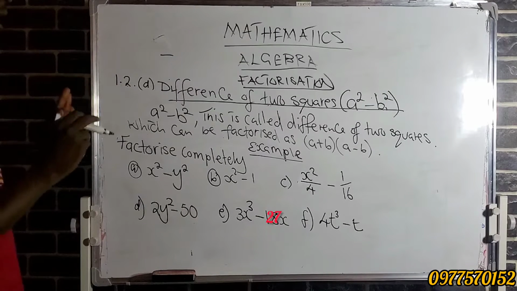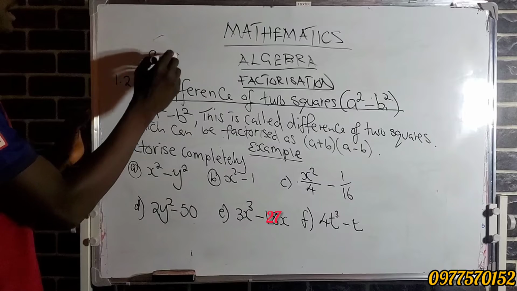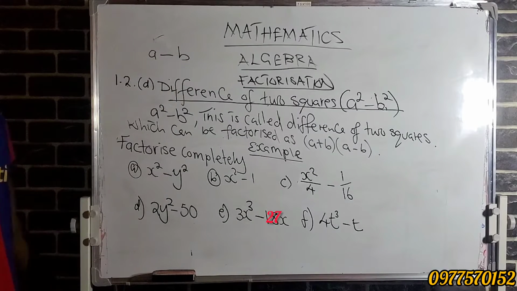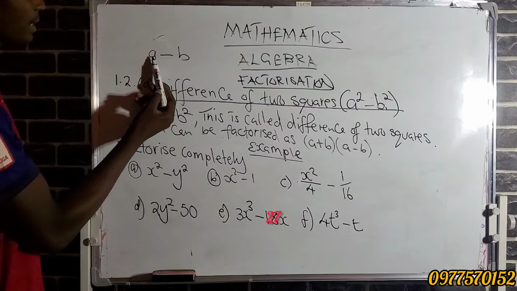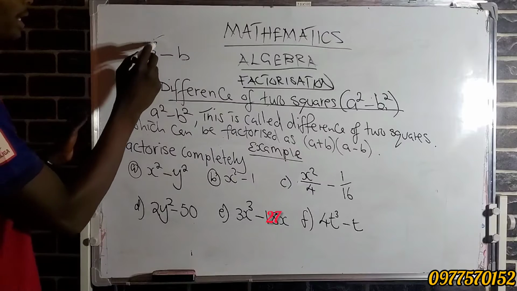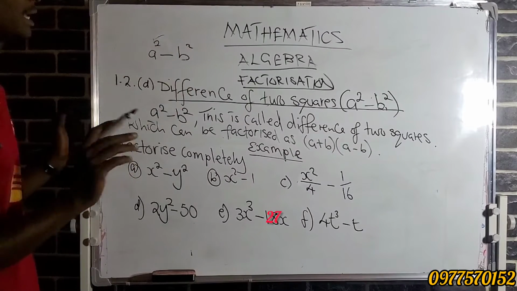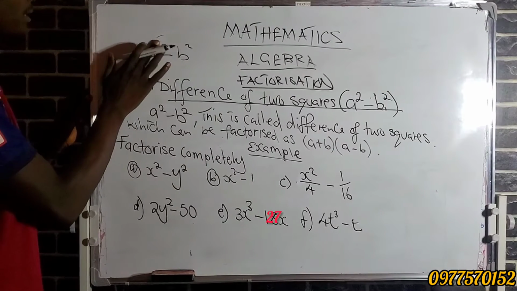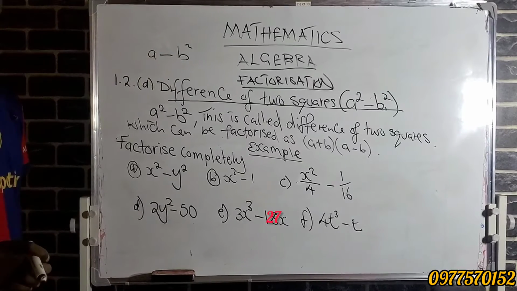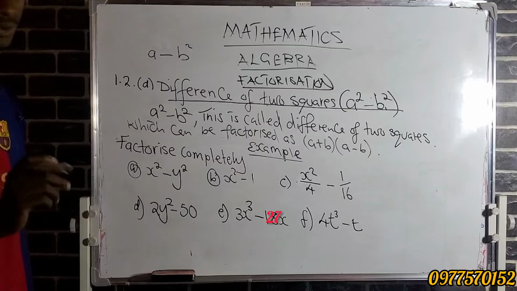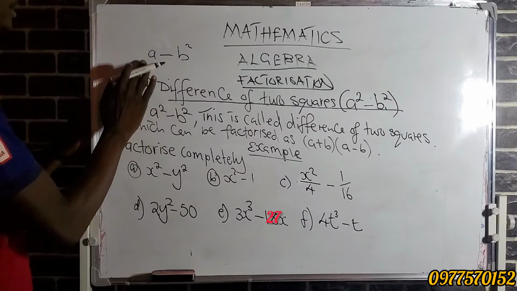Difference of two squares. So if you have A, B here, this is the difference of two, but not two squares, right? Because this is not squared and this is also not squared. But when they are squared like this, yes, it's a difference of two squares. How about this one? Is it a difference of two squares? No, because A is not squared.